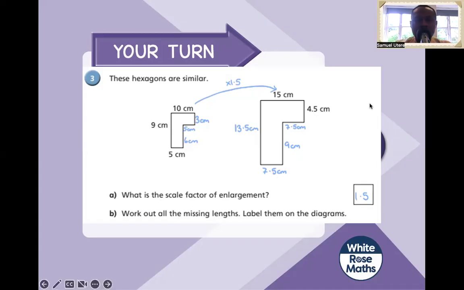Now, to find out the missing lengths, if we know that this side is 7.5, then to get this side, we know that it has to be 15 minus 7.5. Then if we know that this is 13.5 and this is 4.5, to find this length, we could do 13.5 minus 4.5. And that answers the question.